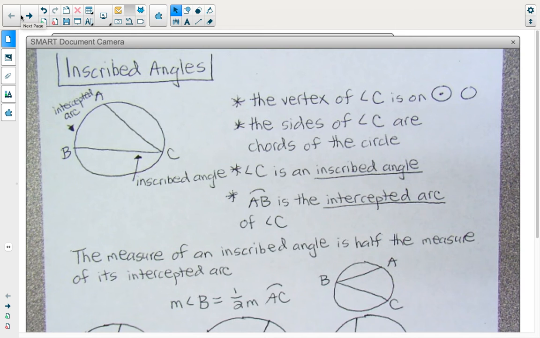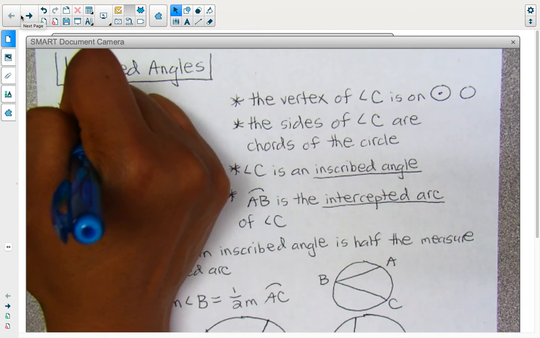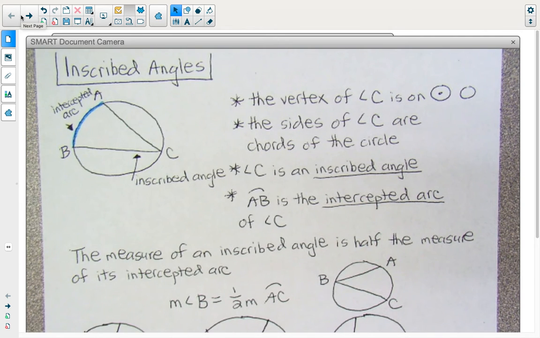Arc AB is the intercepted arc of angle C. So this arc that's up here, AB, let me add a little color to it. We say that AB is the intercepted arc. So you have an inscribed angle, and then as you branch out into the circle, that part of the circle that the chords make, that's called an intercepted arc.